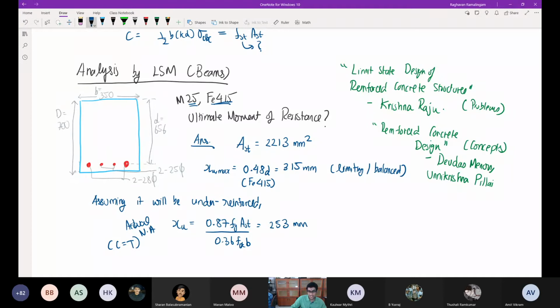Okay, so now this is compared to XUmax, this is lesser. So is it actually under reinforced or not under reinforced? XU is just below XU max. So is this assumption correct or wrong? So it is under reinforced only. Correct only, no? Okay.